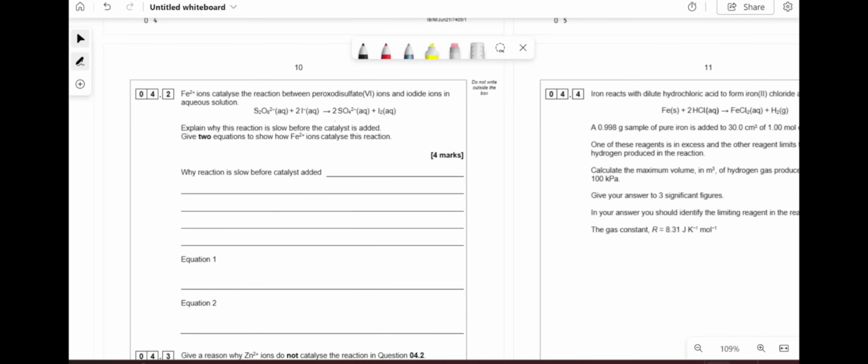So first of all, why is the reaction slow before we add the catalyst? The whole point of a catalyst is it reduces the activation energy. So one of the points we're going to mention in this question has to be that the activation energy is high. Now the next bit is to explain why. Because you can see we're reacting two negative ions and they repel. Like charges repel, opposites attract. So because two negative ions repel each other.